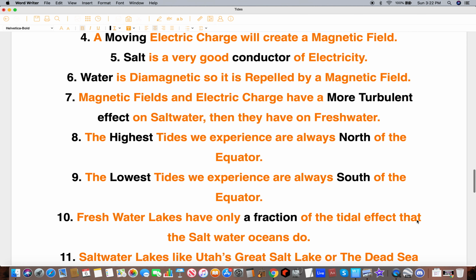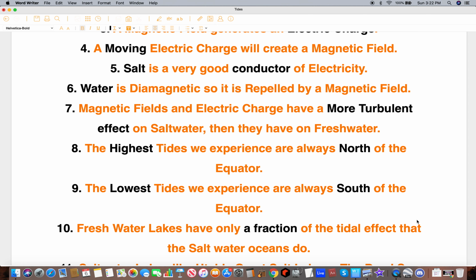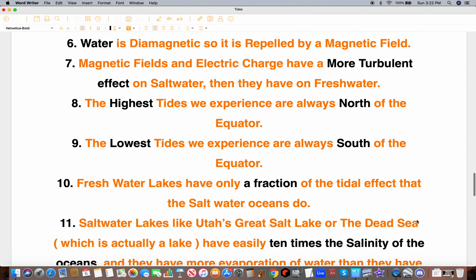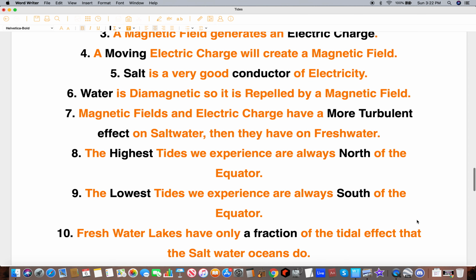So freshwater lakes have only a fraction of the tidal effect that the saltwater oceans do. Freshwater lakes have hardly any tidal issues at all. Like the Great Lakes in the northern USA, at the highest spring tides they have something like a 5 centimeter change.